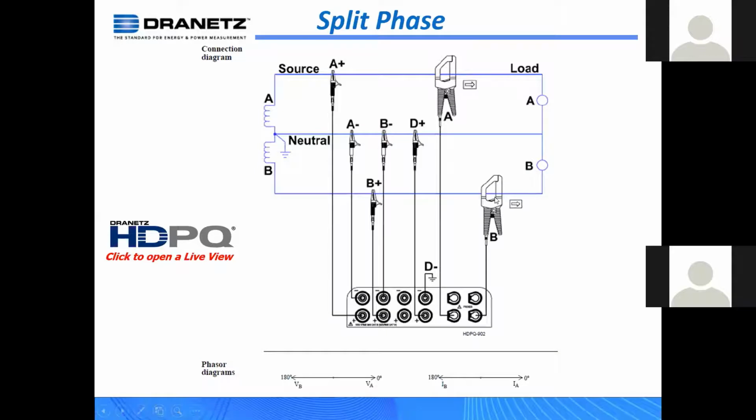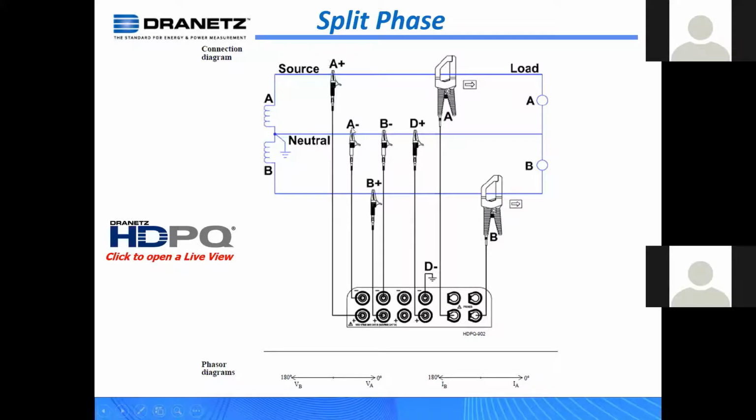So split phase, again, we just kick it up 1 notch here. From a Blondel's theorem perspective, how many wires do we have? We have 3. How many watt meters do we need? 2. How many CTs do we need? 2. Which direction is the arrow pointed? From source to load, so to the right in this diagram, okay? So the difference is we have 2 CTs. Each CT, the A phase CT is clipped around the A phase, the B phase CT around the B, and we're referencing neutral for all of the applications here.